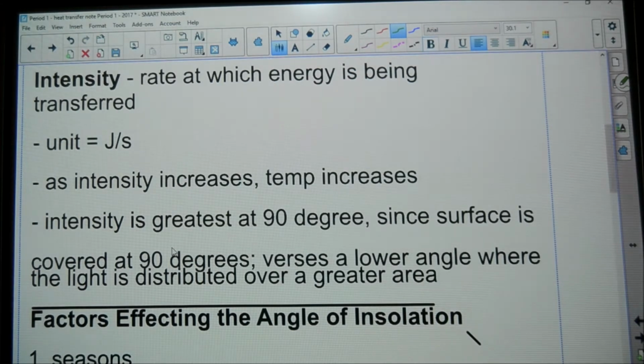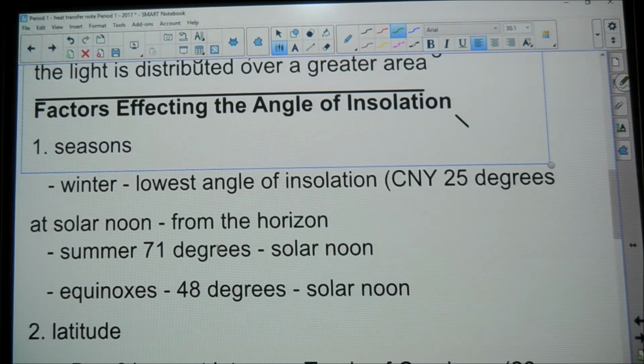So we need to look at factors that are going to affect my angle of insolation. Like I said, this is your astronomy. So I'm looking at my angle if I look at seasons. During the wintertime, we have our lowest angle of insolation. So that means we have our lowest intensity.